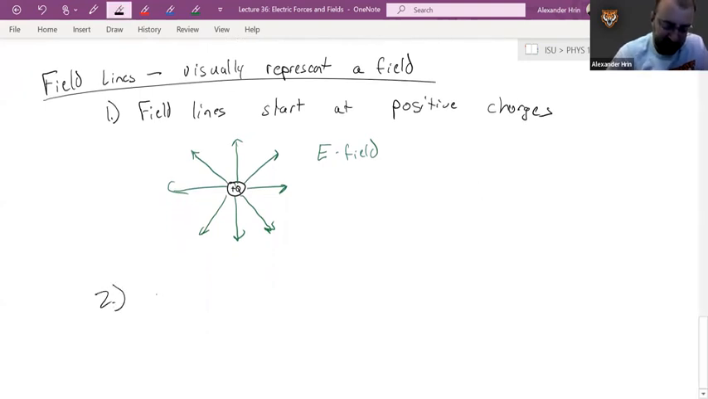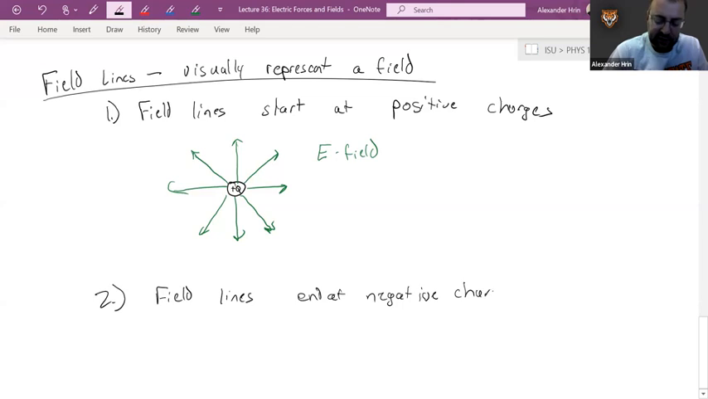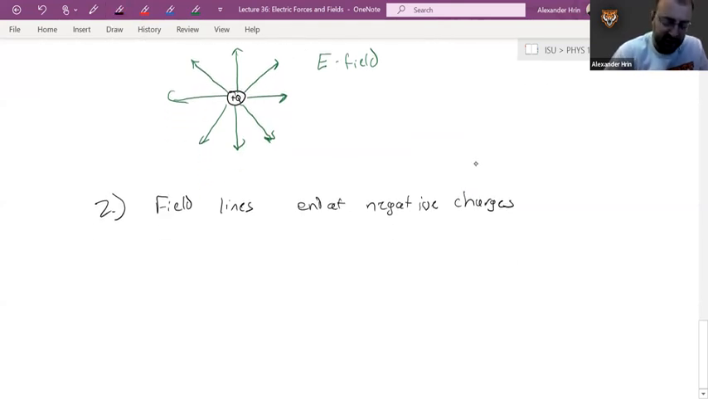The second rule is that field lines end at negative charges. So this is what we'd call an isolated point charge. A negative charge is going to look similar, except the field lines are going to be pointing towards that charge instead of away from it. So we have negative Q, and now the field lines are pointed inward at that charge.